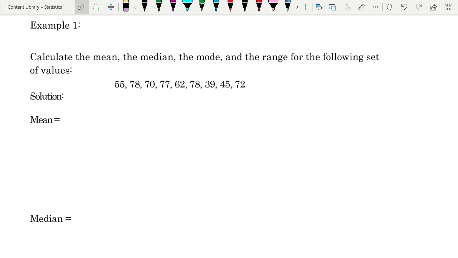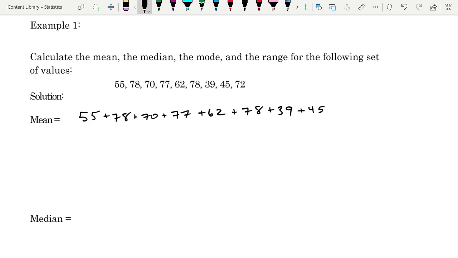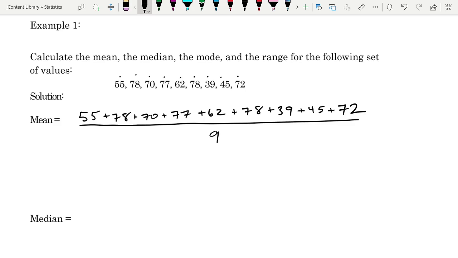Okay, so the mean is add up all of the data points. So all of these things added together. That's a plus sign. And then divide that by how many points it is. So I'll count them. 1, 2, 3, 4, 5, 6, 7, 8, 9. So divide by 9.